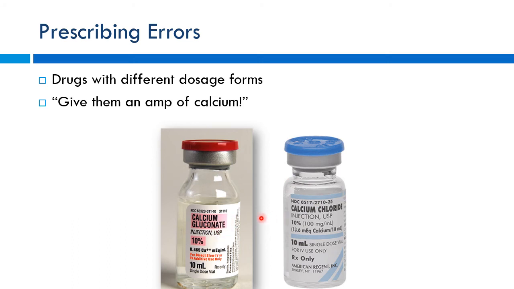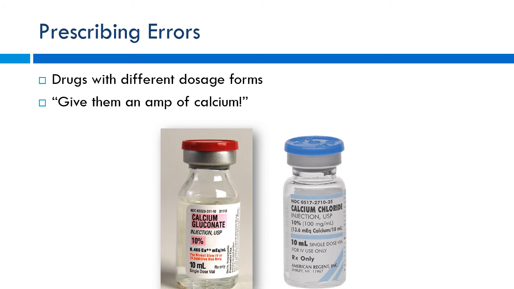Besides the salt form itself, you're going to find that they both come as a 10 ml vial. They're both 10% solutions. They look almost identical. However, they're not identical as far as the amount of elemental calcium that's actually in them. So for instance, you need 3 vials of calcium gluconate to get the same amount of elemental calcium that's in the calcium chloride. So if someone says, hey, give them an amp of calcium, and I give the calcium gluconate, they may be only getting 1/3 of the dose they're expecting to get.